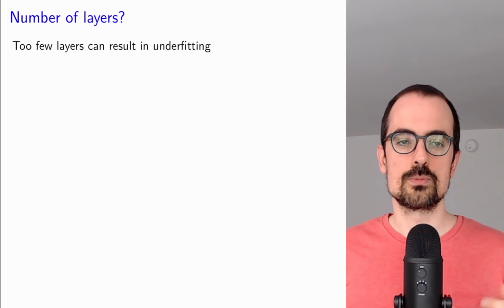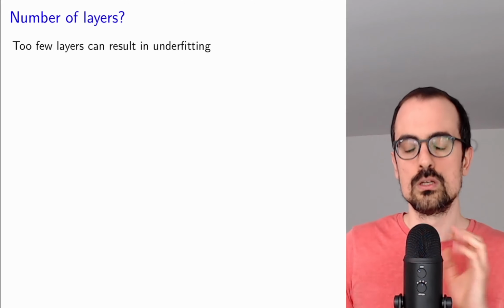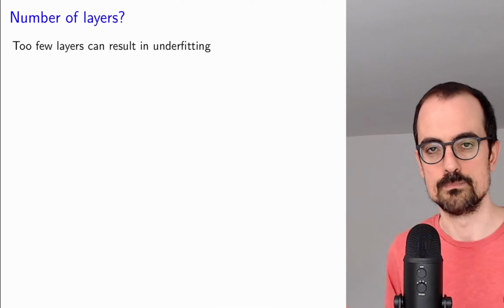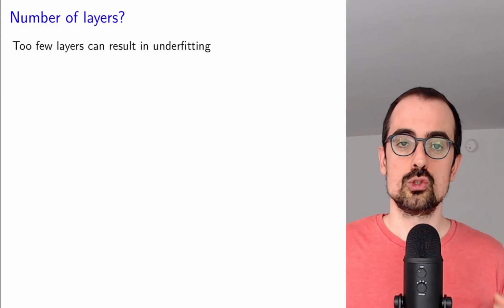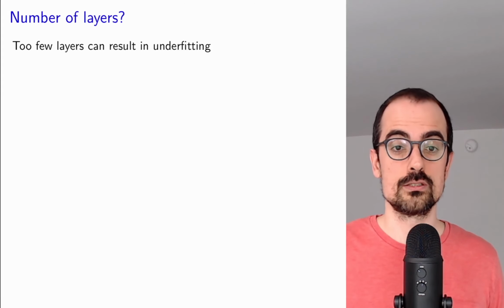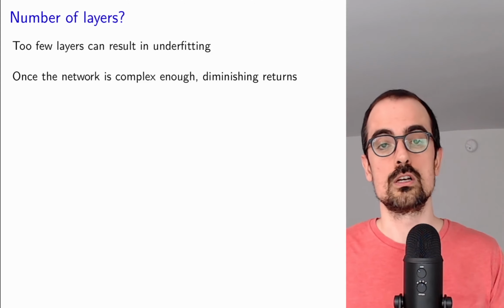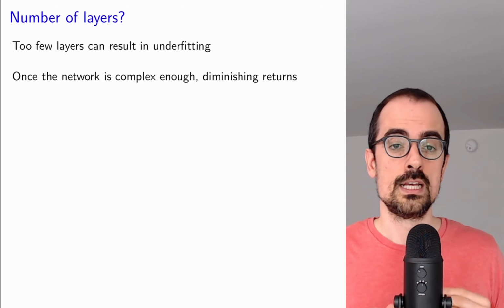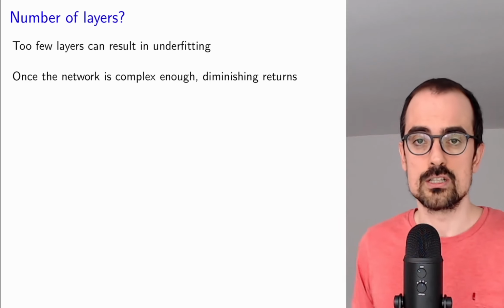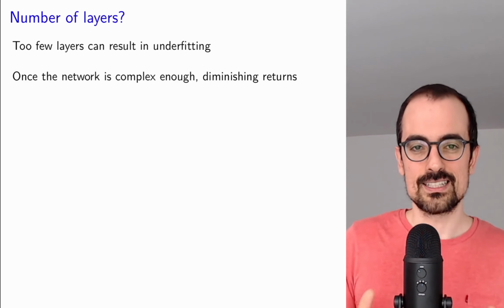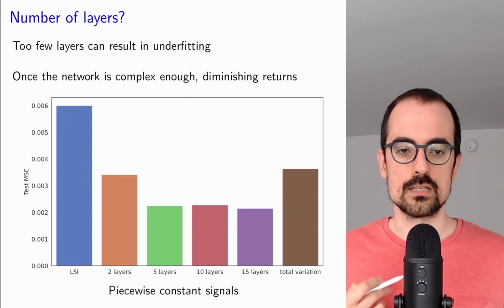But in general, what we observe is that if you have too few layers, you will underfit. We will talk about what fitting the network means in a moment. Underfitting means that the network is not complex enough to learn a very complex function. And then once the network is complex enough, there are often diminishing returns on adding layers, but it doesn't necessarily hurt very much. Let me show you an example for our piecewise constant functions.